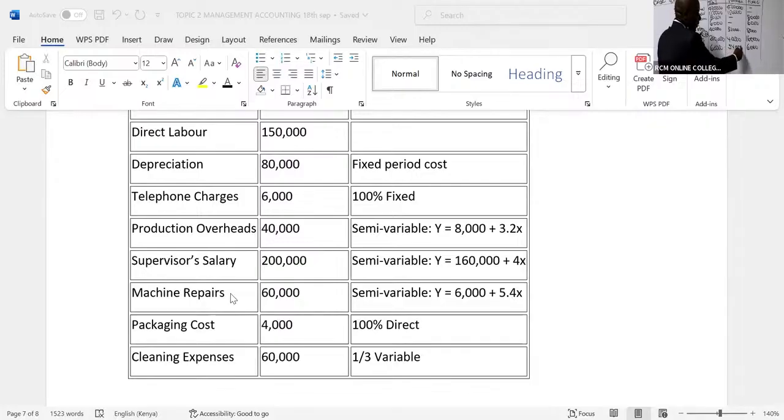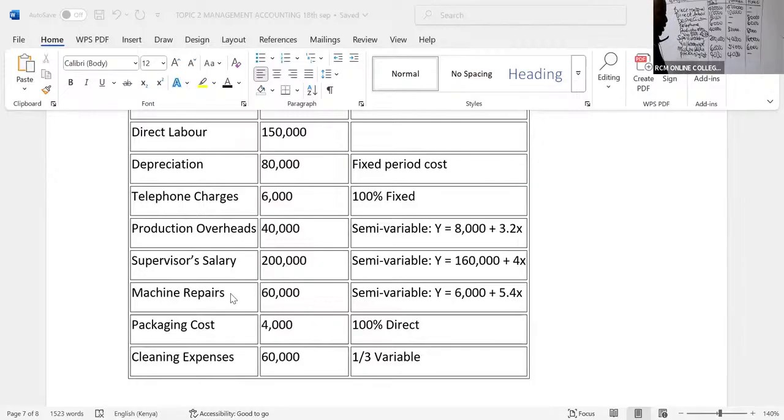54,000, isn't it? Yeah, thank you very much. So after that, we have packaging. Packaging cost, the total is 4,000. And the whole of it is direct. So where do I put it? Direct, variable, isn't it? Variable, yes. So 4,000 here. Nothing direct goes to fixed.